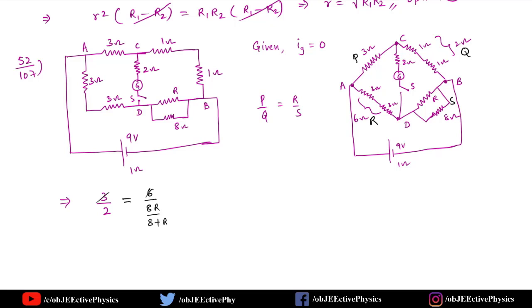So by cross multiplication, 3 into S is 6 into 2, which is 12, so 8R by (8 plus R) is equal to 4. That implies 2R is equal to 8 plus R, or 2R minus R is equal to 8. So R is equal to 8 ohms is the answer. That is option 2.